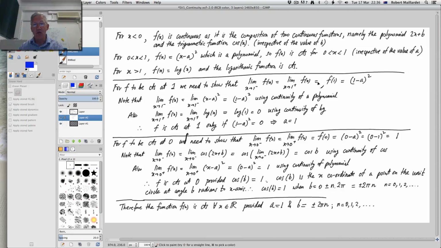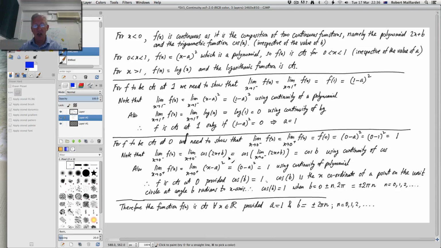And if you look at the function definition, you'll see the value at 1 is given by plugging x equal to 1 into the parabola, x minus a squared. And so when you work this out, you can see, as we saw when we were playing with the GeoGebra applet, that the only way the function can be continuous at 1 is if we set the parameter a to be 1. That is the only possible value of a.